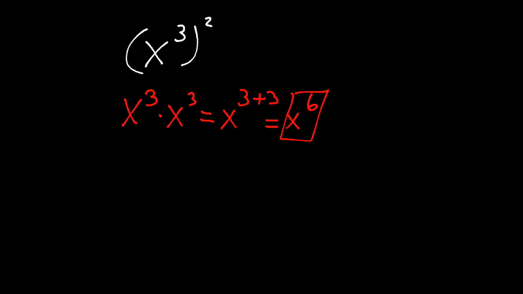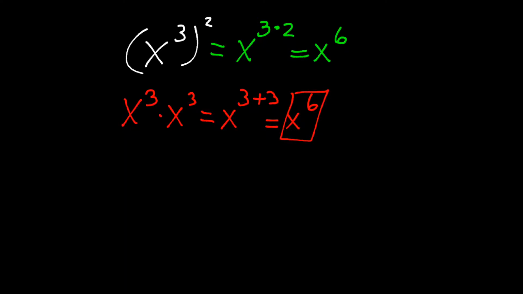But is there any way that I can do a shortcut, not have to write all this out? Is there any way to take 3 and 2 and make 6? And hopefully you say multiplication. You'd be right. So if you are raising a power to another power, you multiply the exponents. So this would be x to the third times 2, which gives us x to the 6th. And that's a very useful thing to remember.